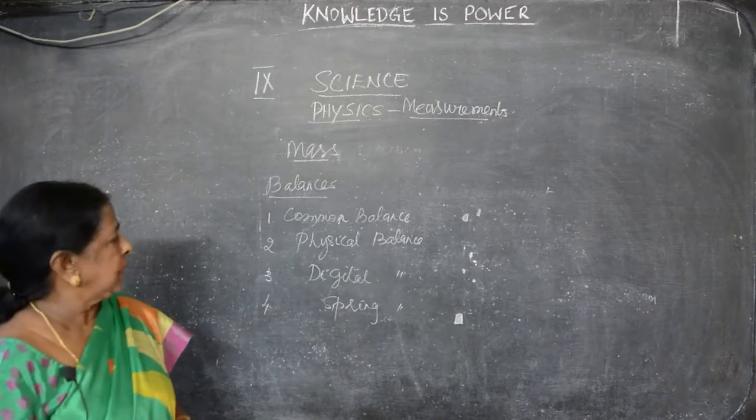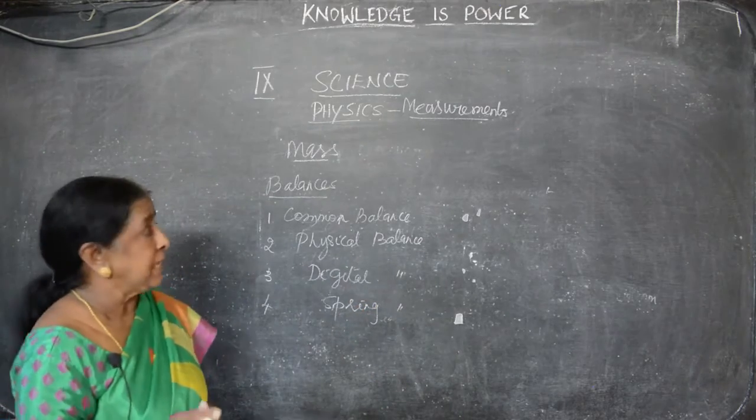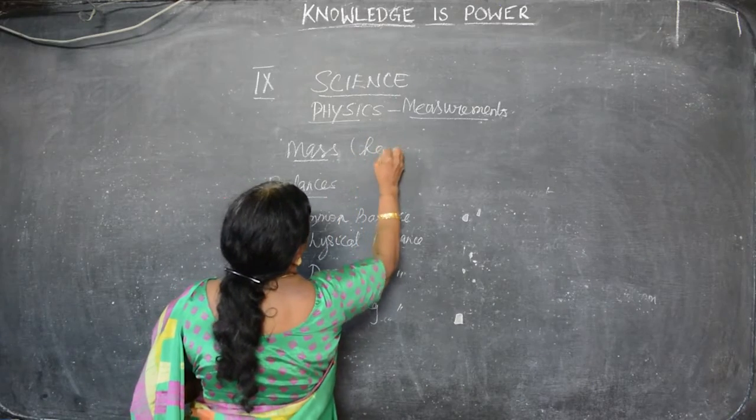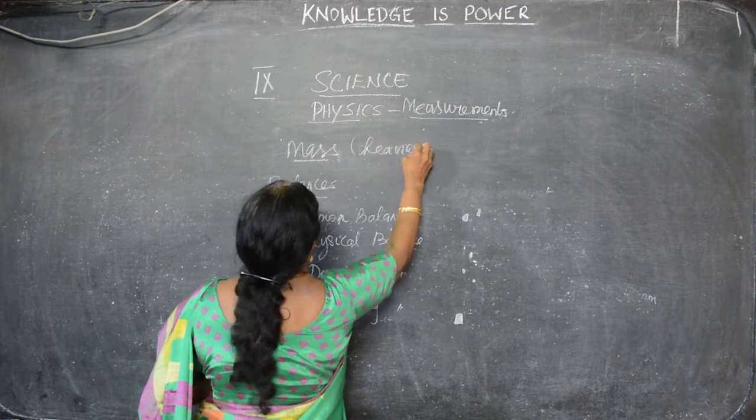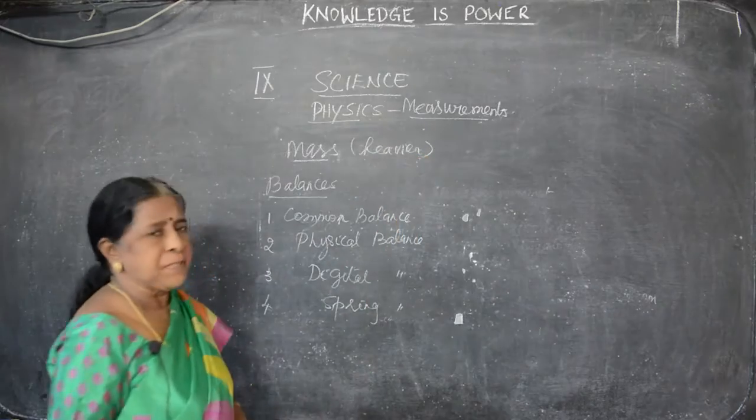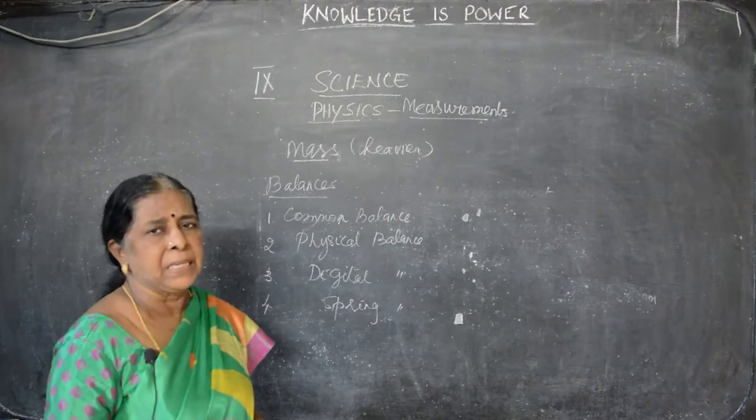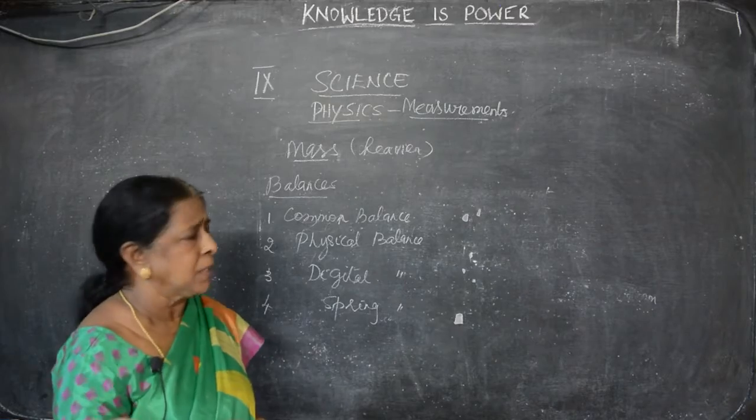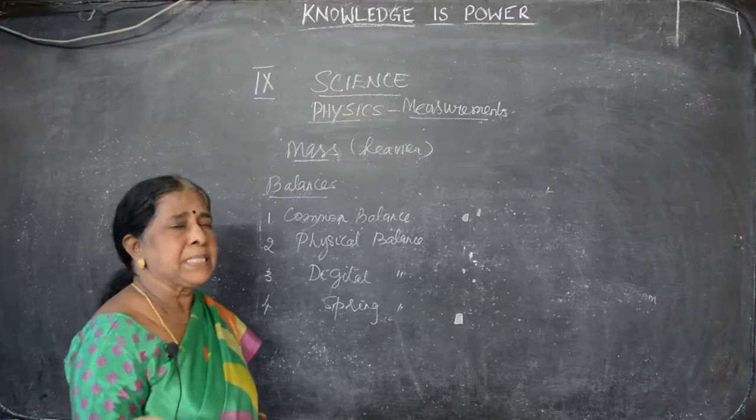Okay, so what are the 4 balances? For the heavier objects, that is, this is the lighter object, this is the heavier object: common balance, physical balance, digital balance, spring balance. In the common balance, there are 2 pans. So one is on the right side, the other one is on the left side.